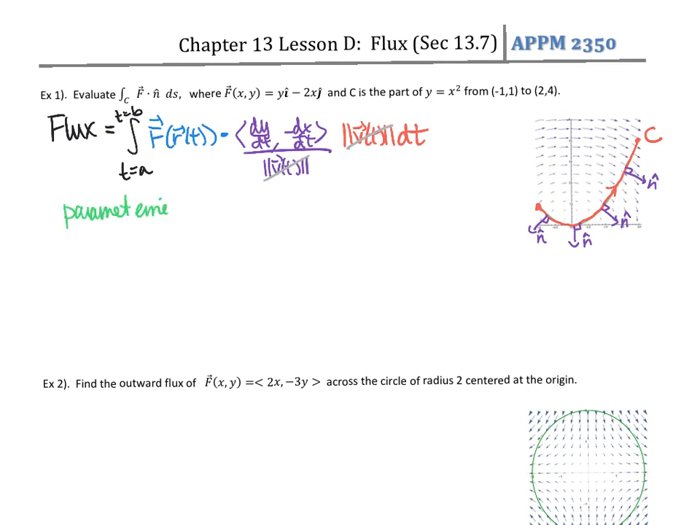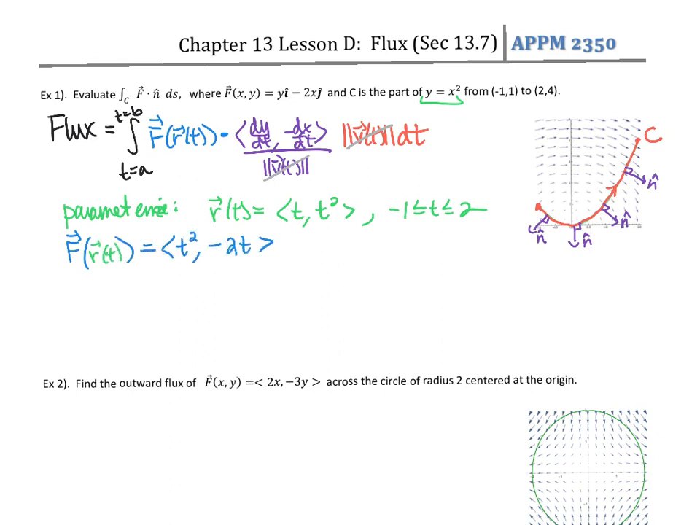And so the easiest way to parameterize y equals x squared is we'll just let x be t and y be t squared. And in this case, we're going from -1 to 2. And then F of r of t is going to be given by t squared, negative 2t, because up here you can see F is really y i negative 2x j. And then we need to find dy/dt and negative dx/dt.